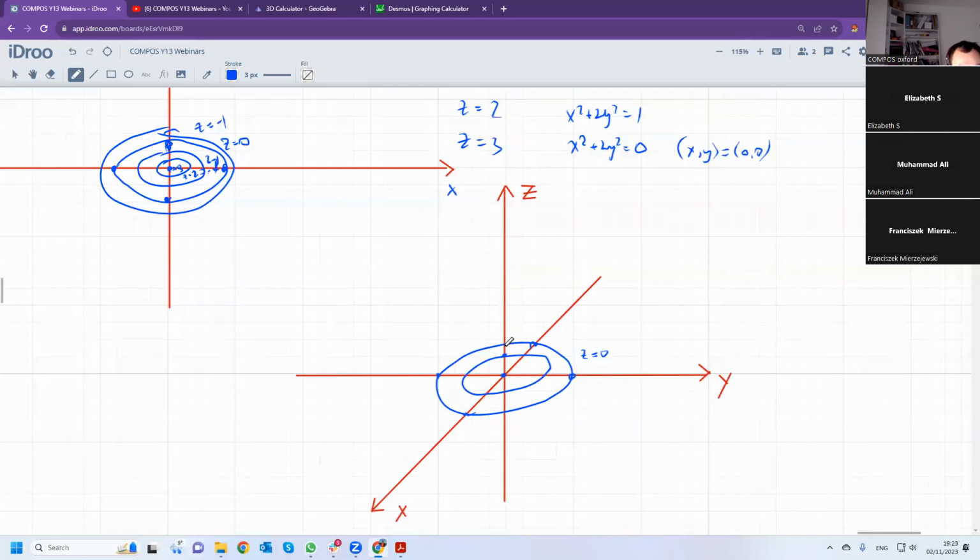Z equals 2. Oh, sorry, that's not good. That must be like this. Z equals 2. Z equals 3. So it's a shape like this. It's a surface like this, and it goes like this.